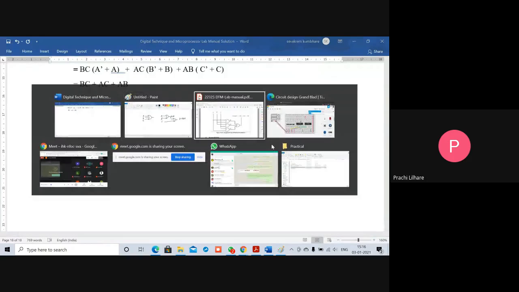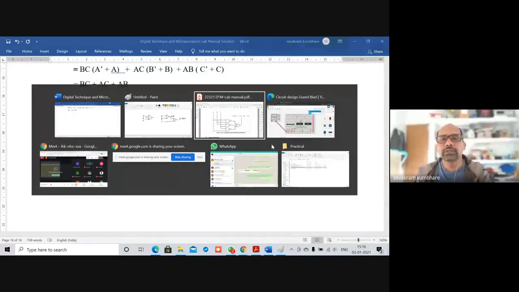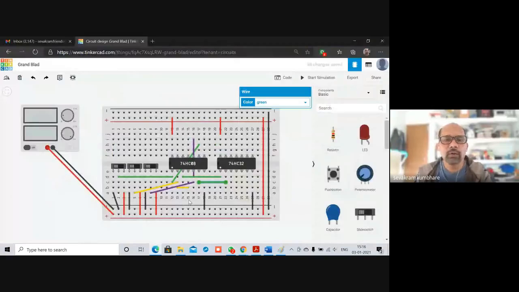Okay. Yes, sir. So same thing I'm going to implement. How? The output of first is connected to input, output of second is connected to input, then the output of this OR gate is connected to what? Third, this second OR gate, and this output is also connected to this OR gate.